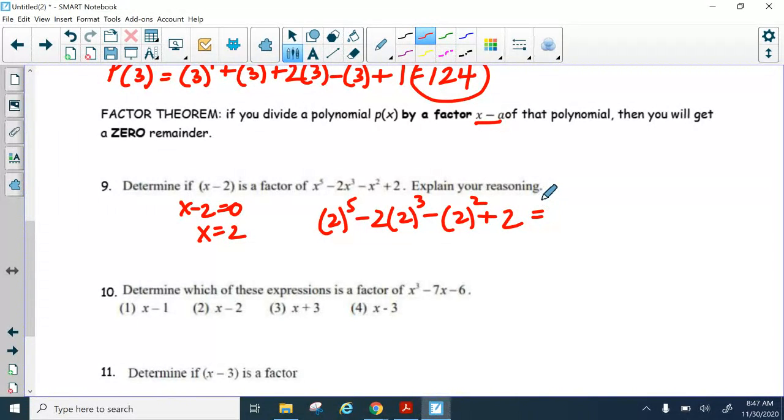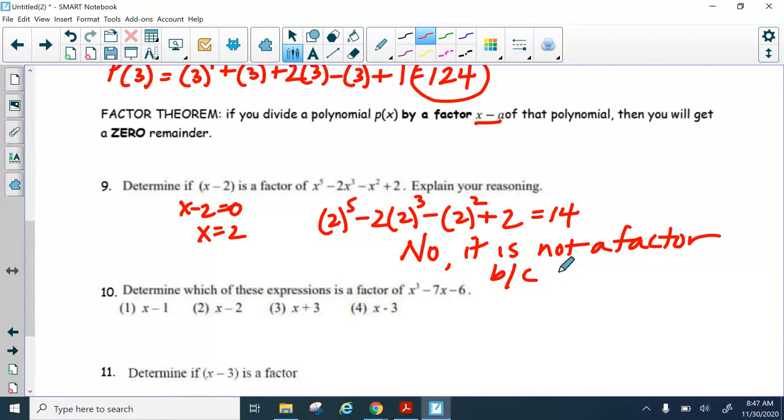Now, if the remainder happens to come out as 0, then we would be able to say that it's a factor, because that means when you're dividing, it goes in evenly, where there's a 0 remainder, and therefore it's a factor. Okay, so hopefully I typed this in correctly. Again, I'm doing this kind of fast. I got a remainder of 14. So now, since the remainder is not 0, I would say no, it is not a factor because the remainder is not 0.